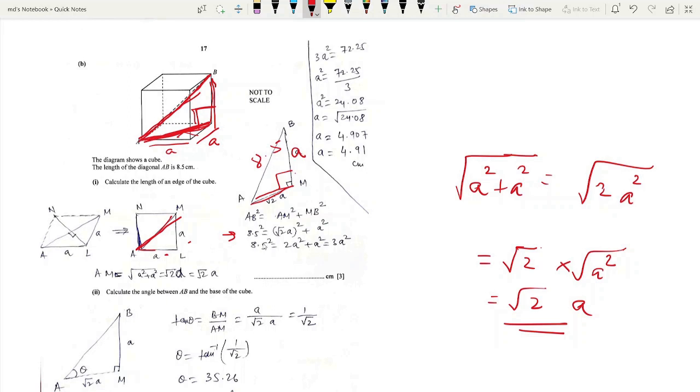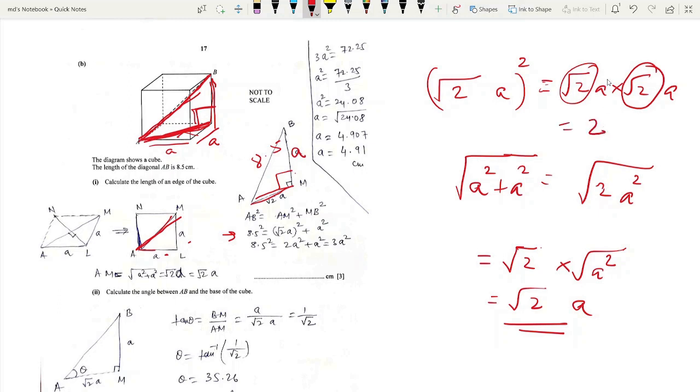So AB squared, and AM squared is 2a squared. You can get from here, or root 2a whole squared will also be 2a squared. Okay, we should understand this. Root 2a whole squared, so that will be root 2a times root 2a. Root 2 times root 2 gives you 2, and a times a gives you a squared. So this is 2a squared, this is a squared, and 2a squared plus a squared is 3a squared. So AB squared is equal to 3a squared.